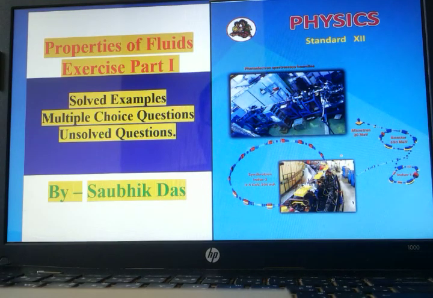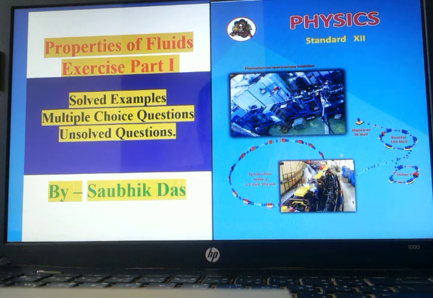Hello students, today we will be studying properties of fluid. The theory part is over, so we will be starting with exercise from today onwards. First of all, some solved examples are remaining. We will try to complete it. After that, multiple choice questions and unsolved questions, which are there at the back of your textbook, will be solved. So let us begin.